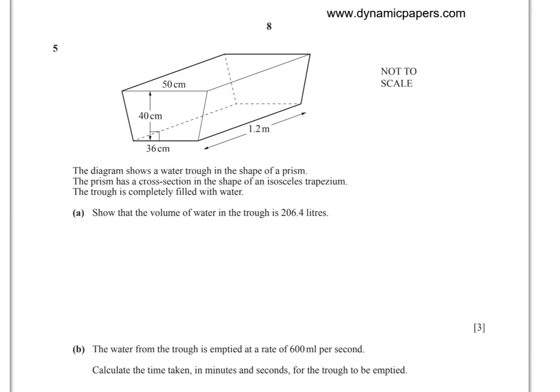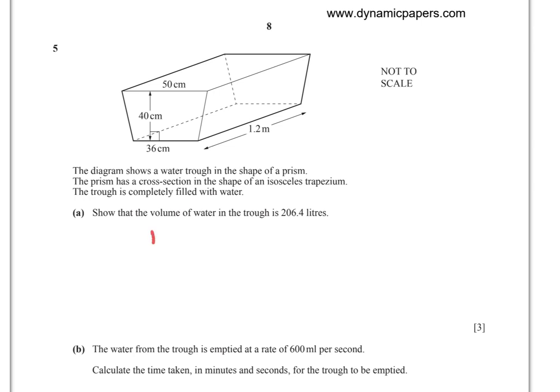Number 5. The diagram shows a water trough in the shape of a prism. The prism has a cross-section in the shape of an isosceles trapezium. The trough is completely filled with water. Show that the volume of the water in the trough is 206.4 liters. To find the volume of the prism, it is cross-section times the length. So find the area of the trapezium, multiply by the length.